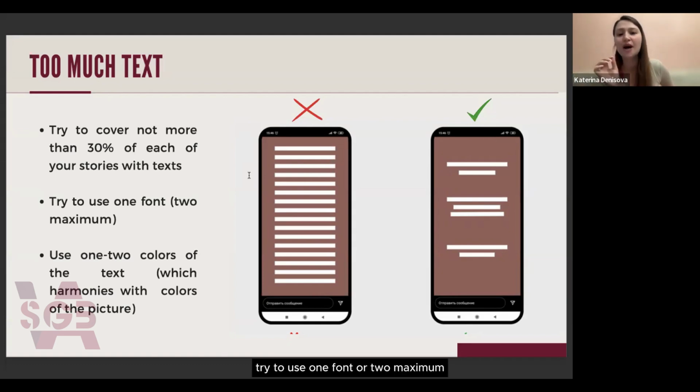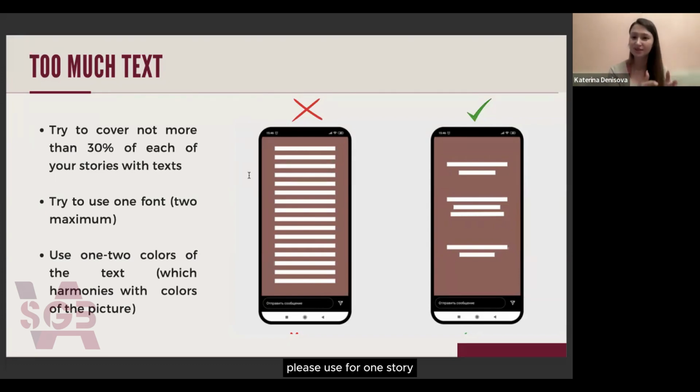Try to use 1 font or 2 maximum. Also, I've seen it so many times in homework when students try to make their stories look more funny and interesting, and they use different fonts, different colors, green, yellow, red, and big letters, small letters, all in one mix. It makes a visual noise, and I can't focus my attention on the idea of the text because it's too vivid, too different. There is too much of it.